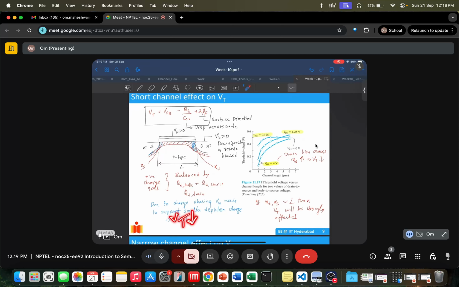This is also known as charge sharing. Your charge is being shared by source and drain. So as your channel length reduces, your threshold voltage decreases.